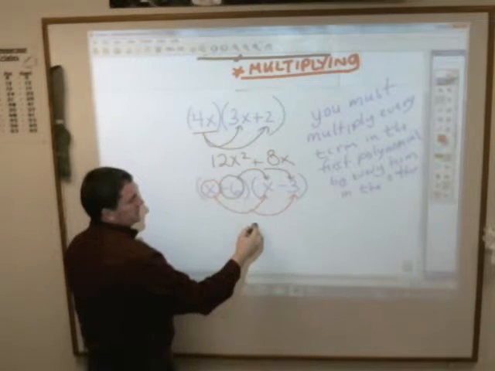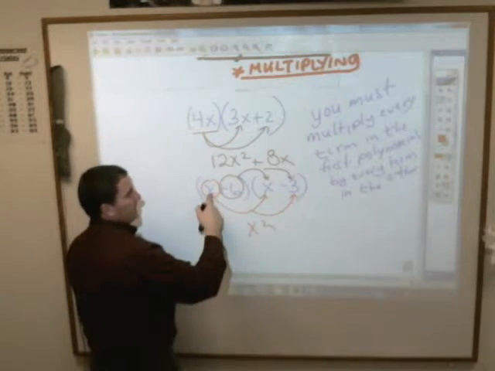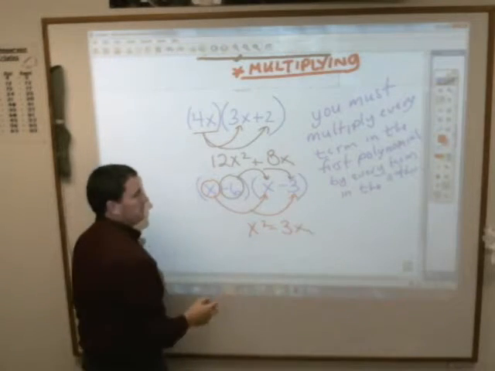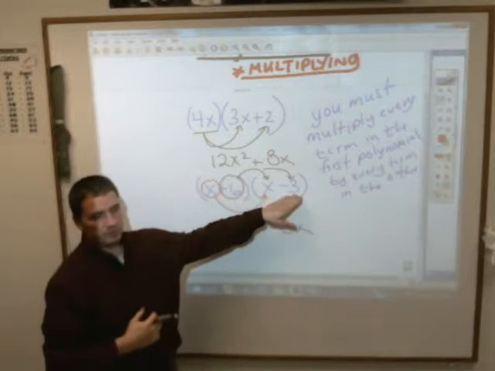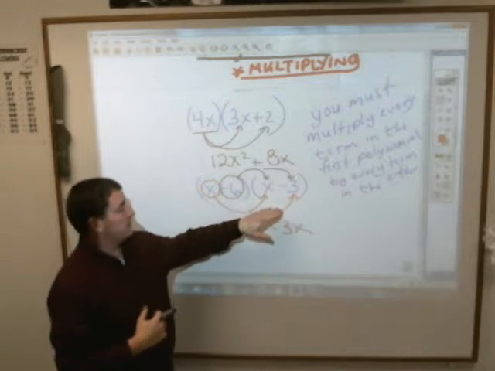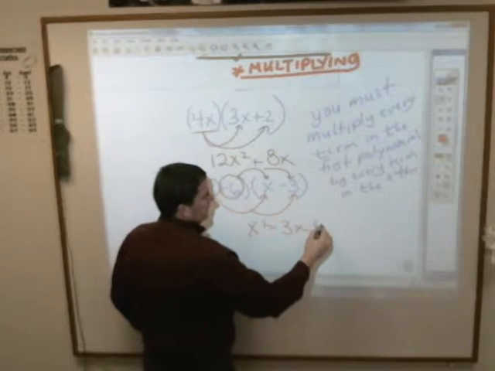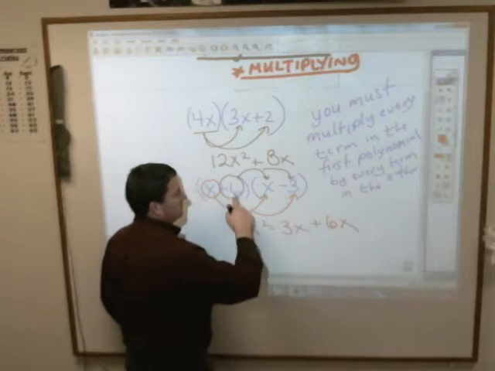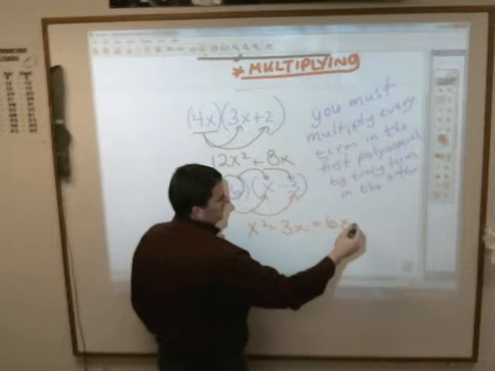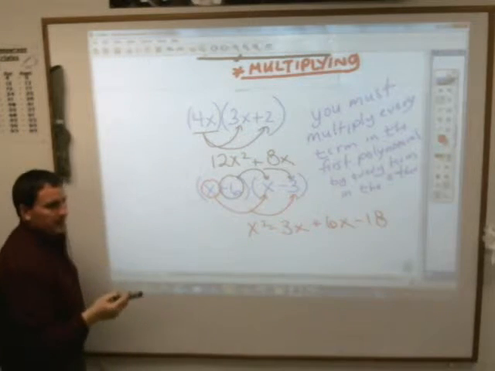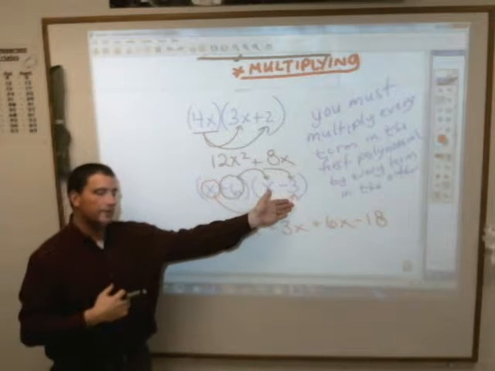x times x is x squared. x times a minus 3 is a minus 3x. Are you with me there? I just took x times both of those things. Then I also have to take a positive 6 times both of those things. Positive 6x, and then a positive 6 times a negative 3 is a minus 18. I just multiplied every term of the first one by every term of the second one.